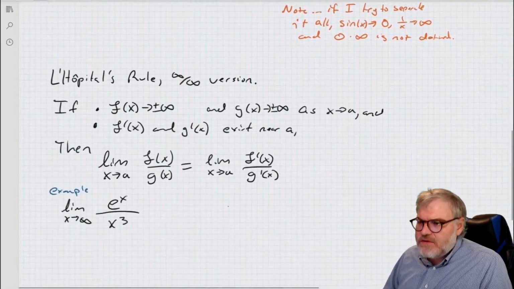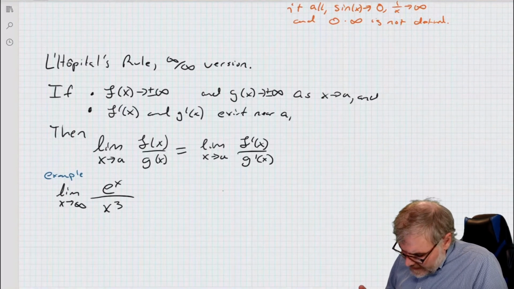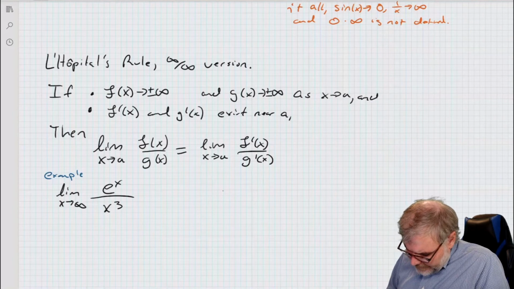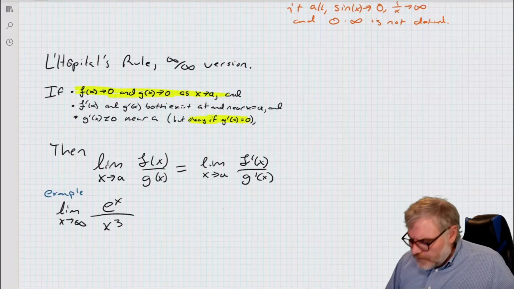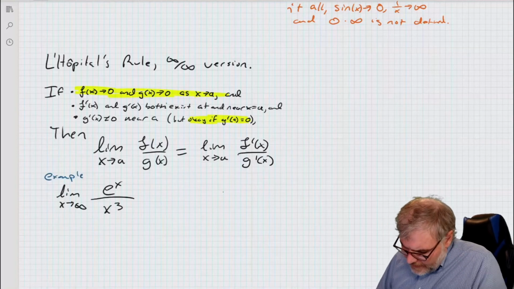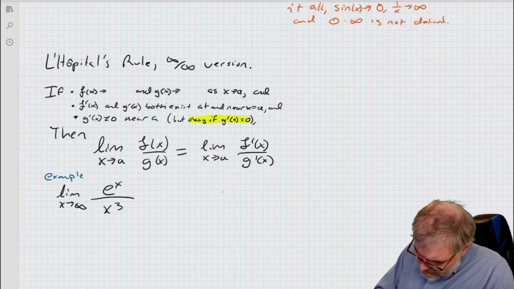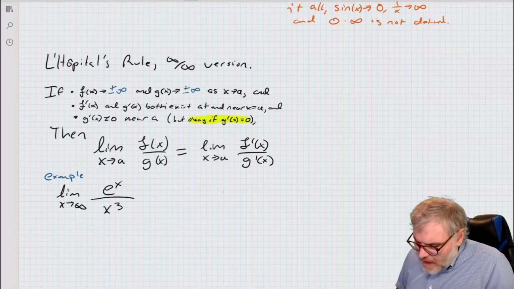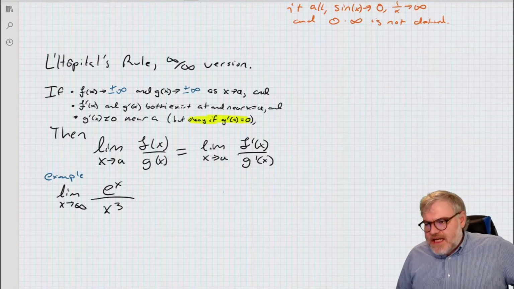Okay, so L'Hopital's rule, there's also an infinity over infinity version. It is the exact same theorem, except instead of 0 and 0, I've got plus or minus infinity as my two conditions. All the other conditions are exactly the same.